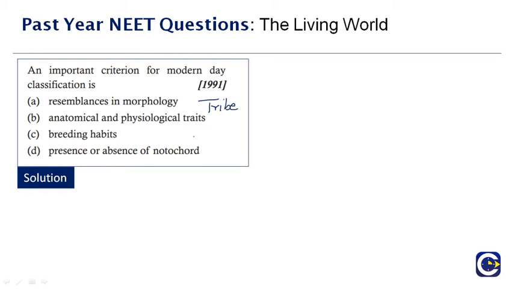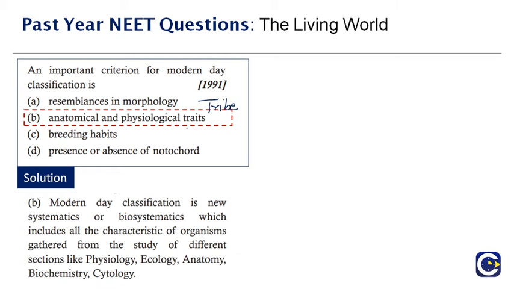Okay, so here if you see, the correct answer to this question is, can anybody guess? It is anatomical and physiological traits. I told you in the very beginning it is internal, it's going quite deep. So it is anatomical and physiological traits. Okay, modern day classification is new systematics or biosystematics. They're all similar, which includes all characteristics of organisms.